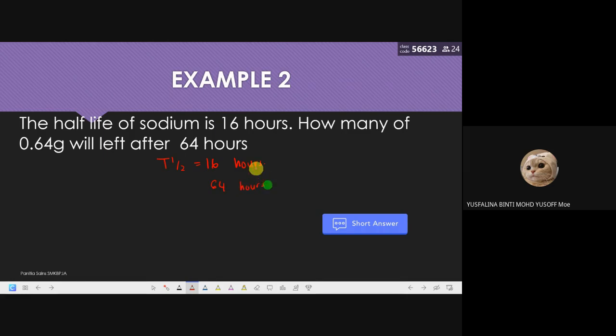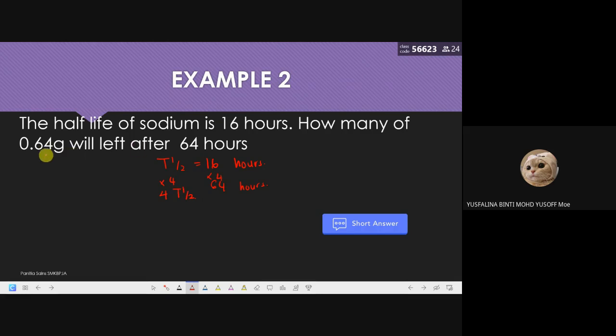Okay, so if one half-life is 16 hours, and you want to go to 64 hours, you multiply by 4. So this one also you multiply by 4. So it means there are 4 half-lives here. Okay, so 4 half-lives means you have to divide by 2 four times, right?